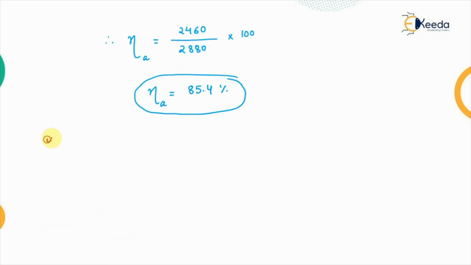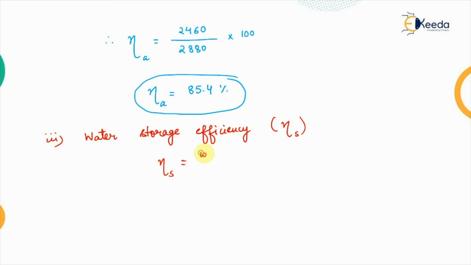Now the next one is the water storage efficiency. So if we calculate this water storage efficiency, that is represented by eta S. So this eta S is given as water stored in the root zone.